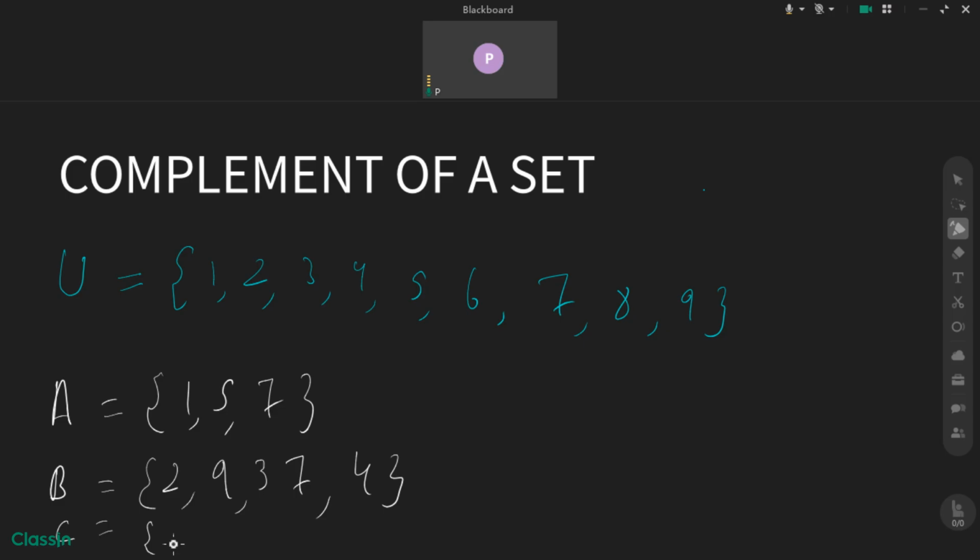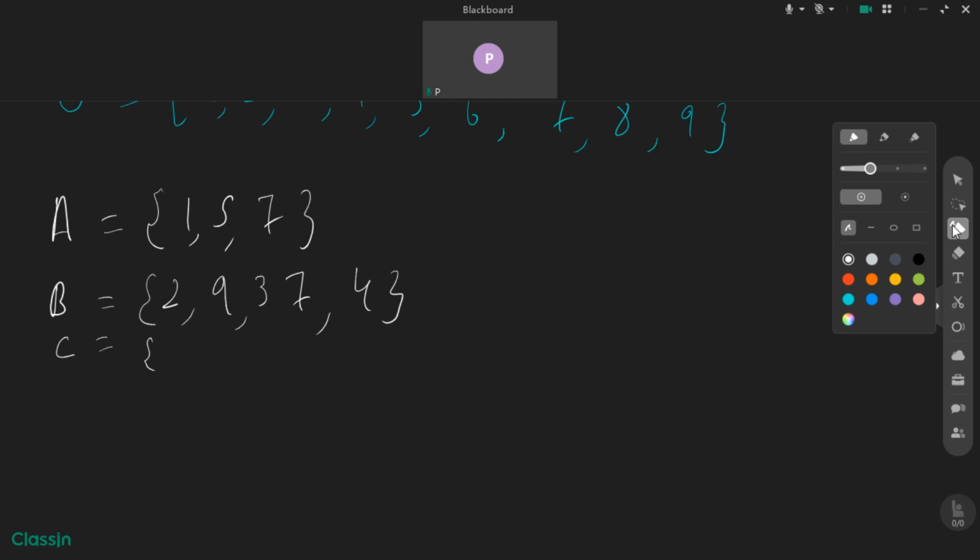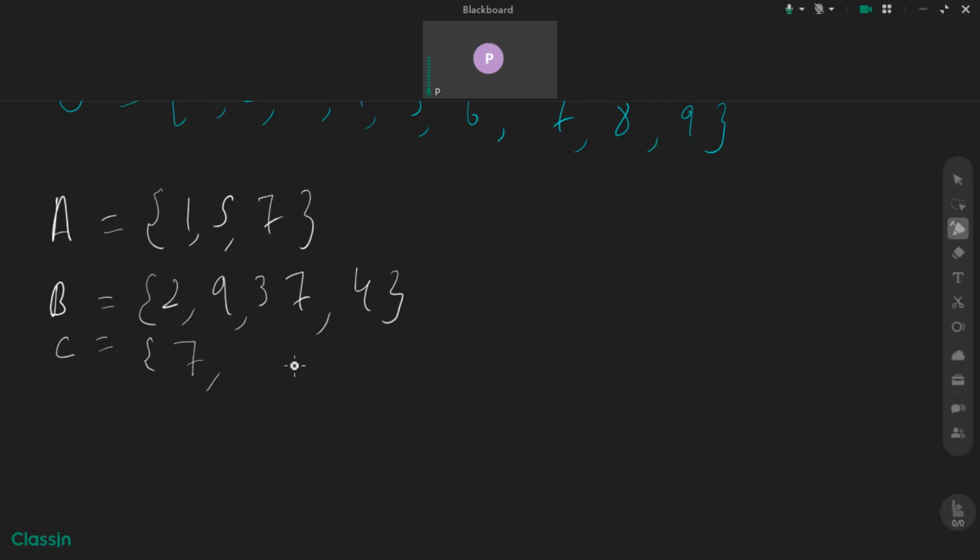Let us say set C is 7, 6, 3, 2, 8, 5. So these are the three subsets of universal set U. That is given 1, 2, 3 up to 9.